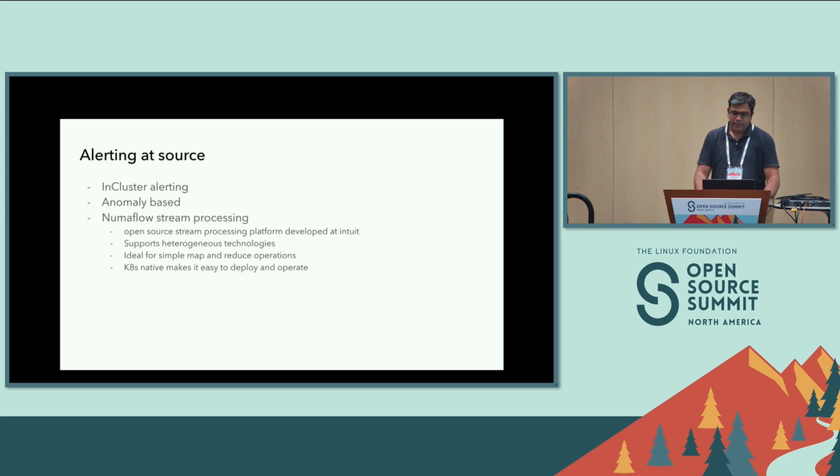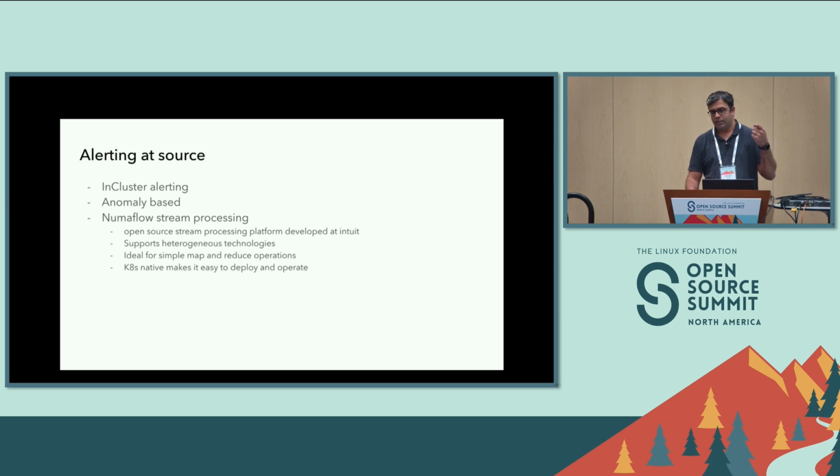Again, alerting at source, like Kalyan alluded, we don't want to spend time moving the data around to a central place and then processing the data for any kind of signals and so forth. So it's always better to alert at source. We have 300 plus clusters. Each cluster hosts a number of services. So why can't we run the alerts at a service level in the cluster itself?